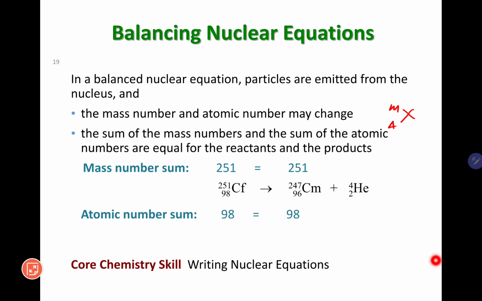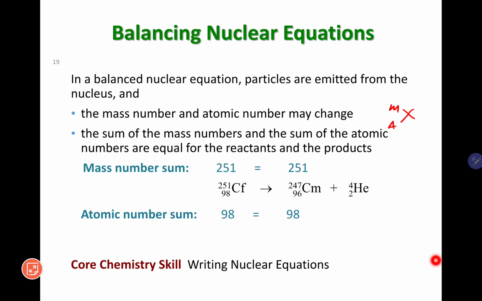In this example, as you can see, you have a nuclear equation, and of course you have a left hand side and a right hand side, and those two are separated by an arrow. In chemical equations, or in any chemistry equations, we use an arrow to separate reactants from products.